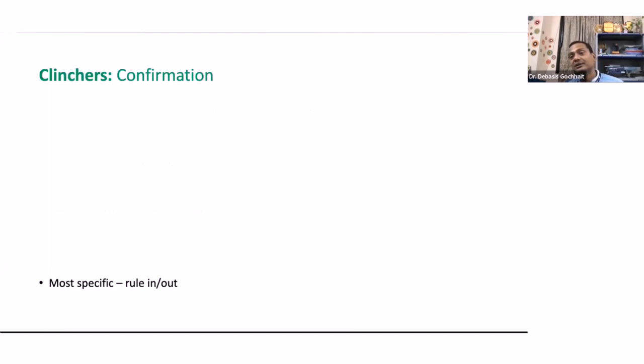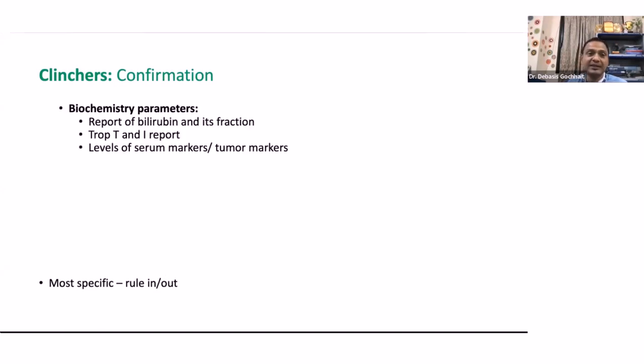Now, the third component are clinchers. Clinchers means they will help you to confirm. So you will have to keep an eye on the helpers, the guiders, as well as the clinchers. Okay. Now these clinchers, I have already told, they are more specific and they will help you to rule in or rule out any disease.